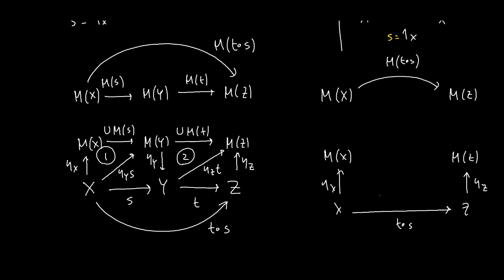I think the arrow from Y to M of Y should be reversed, should it not? Should be what, sorry? There's an arrow from M of Y to Y. Yeah, that's a mistake, sorry, thanks.